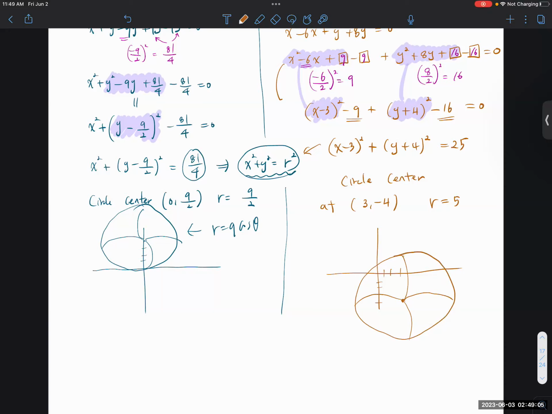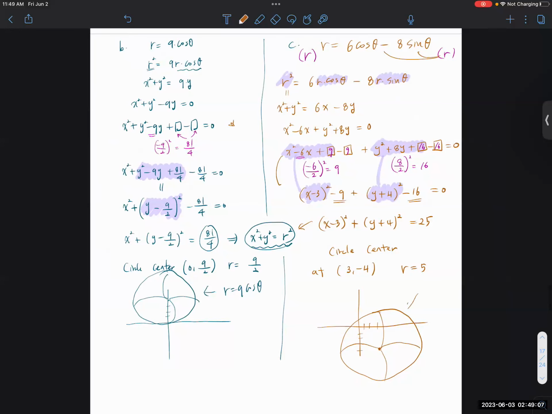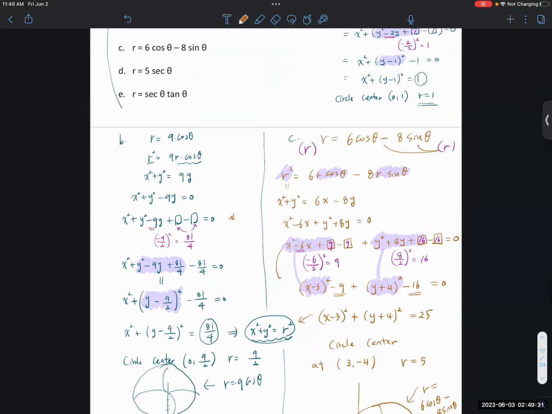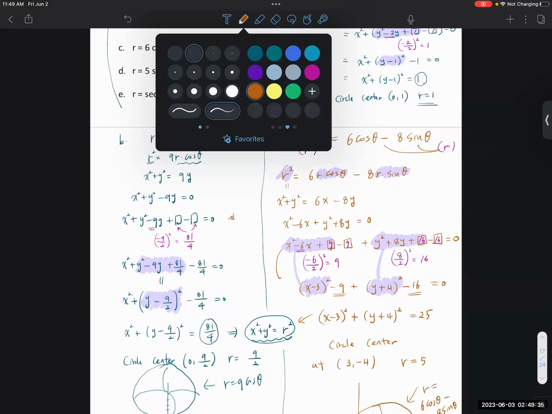So that's the graph of r equal to 6 cosine theta minus 8 sine theta. We just graph it. Again, it's hard to graph with the polar coordinate function. You're going to convert it to the Cartesian rectangular function so that it's much easier to graph. Okay, so let's take a look at 2 more, D and E. I hope this practice is really, really helpful.